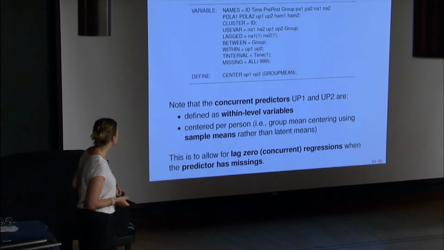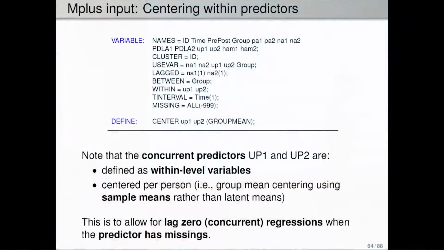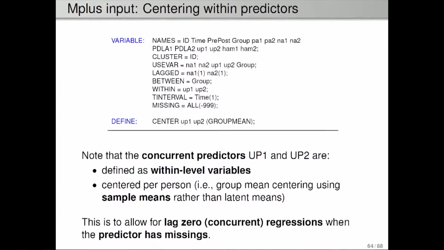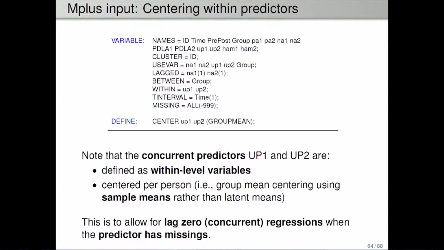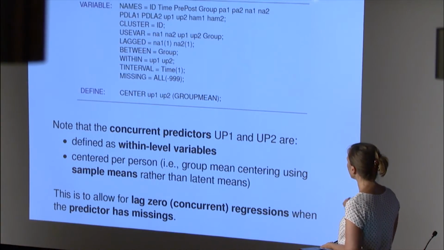Now, to do this, we run into a little bit of a problem, because the predictor has missing values. But now it's not a lagged predictor anymore. It's a concurrent predictor. And then, if we don't do anything, Mplus will just delete the cases where the predictor is missing. So we don't want this. So we have to make those variables part of the model.